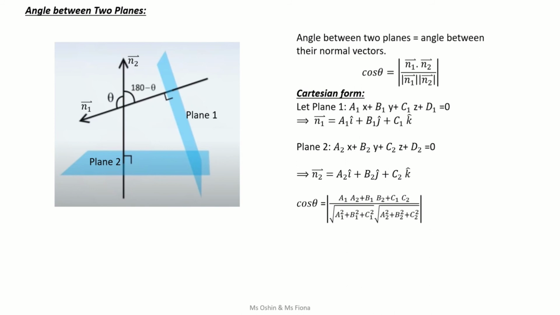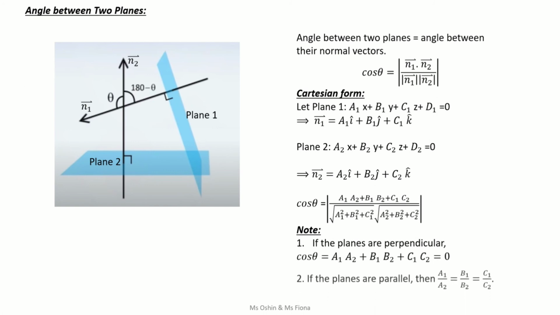Now what happens if the planes, plane 1 and plane 2, are perpendicular to each other? Then theta is equal to 90 degrees. In other words, the dot product between their normals will be equal to 0. And also, if the planes are parallel to each other, then the direction ratios of the normals will be proportional.